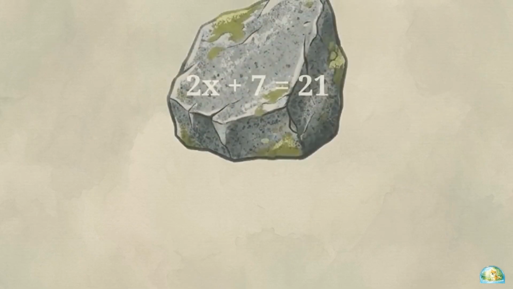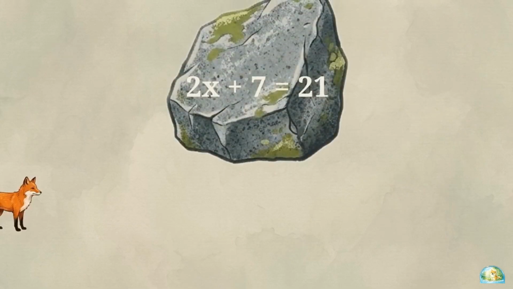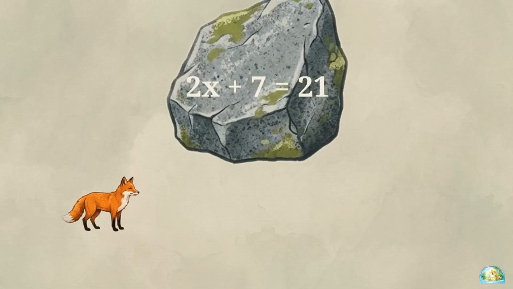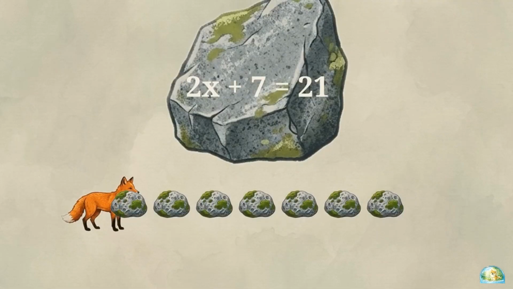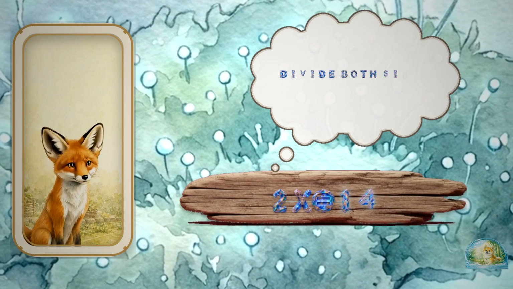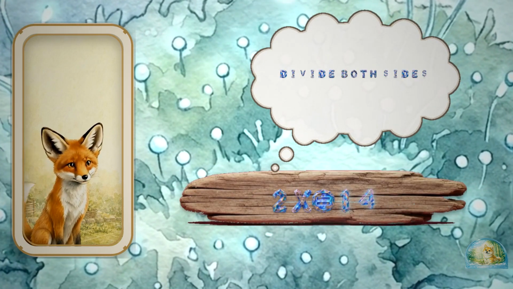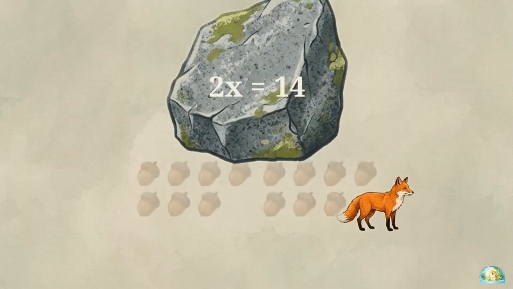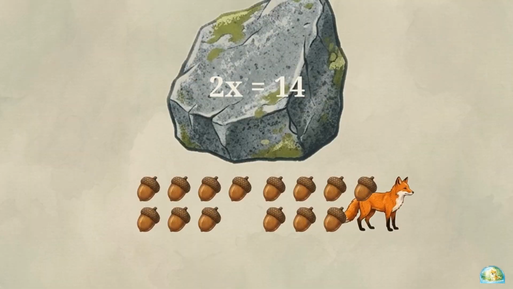This boulder presents a multi-layered obstacle. A variable is doubled, and 7 extra units stand in the way of reaching 21. We peel back the first layer by physically removing those 7 units. Subtracting them from both sides leaves the doubled unknown balanced against 14.